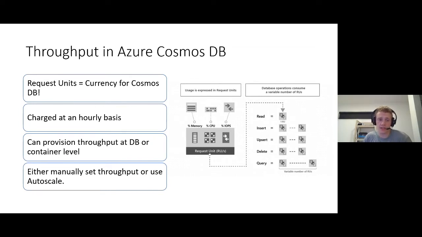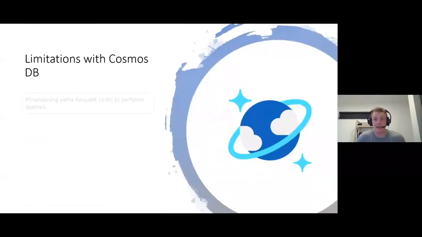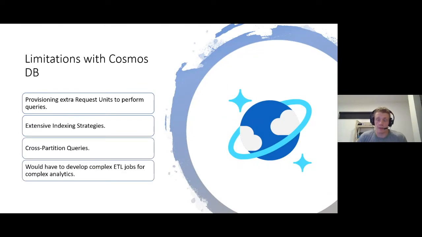And we can either do this by setting it manually, or we can use something called autoscale, where we'll set an upper limit of where we want to scale it to, and Cosmos DB will rest at 10% of that value. And as you can imagine, this caused a little bit of limitations when it comes to traditional analytics. It would put us in a bit of a difficult spot, because in order to perform bulk analytics on our data, we would essentially be in situations where you'd have to provision extra request units just to cover this.